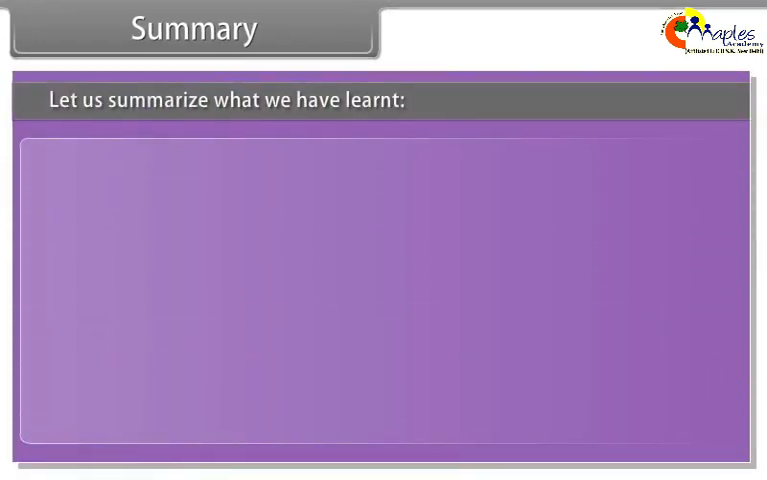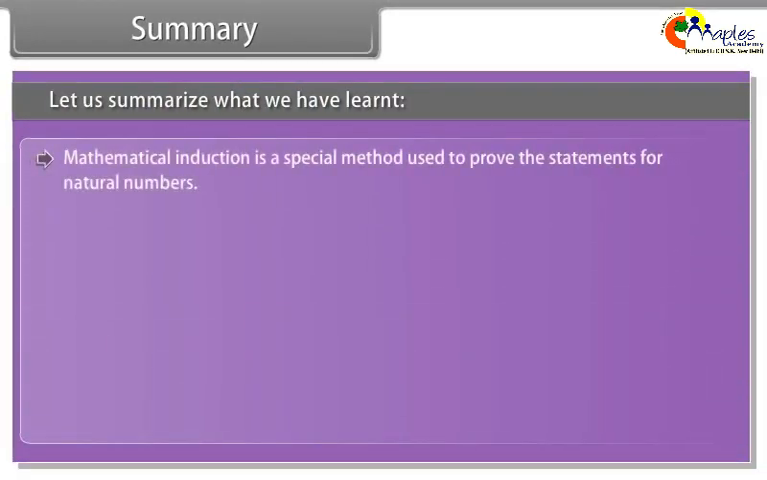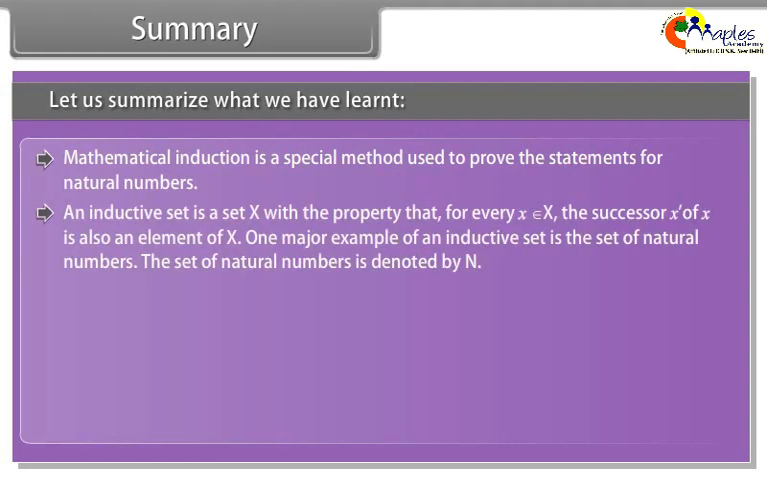Summary. Let us summarize what we have learned. Mathematical induction is a special method used to prove the statements for natural numbers. An inductive set is a set capital X with the property that for every x belongs to capital X, the successor x dash of x is also an element of capital X. One major example of an inductive set is the set of natural numbers. The set of natural numbers is denoted by capital N.